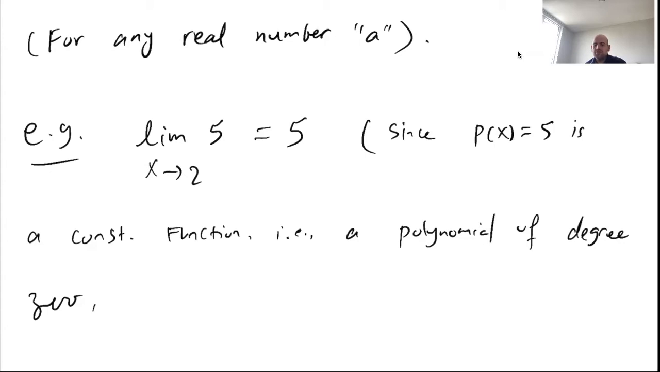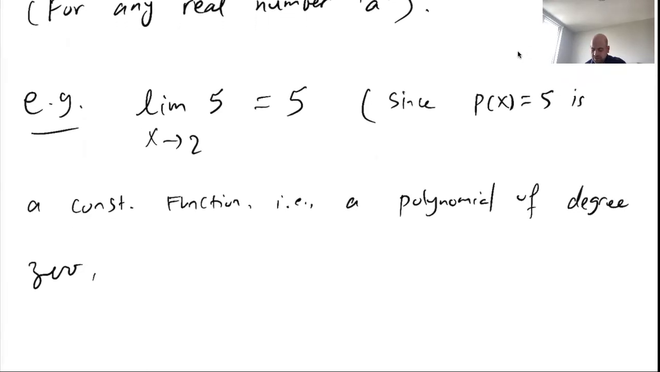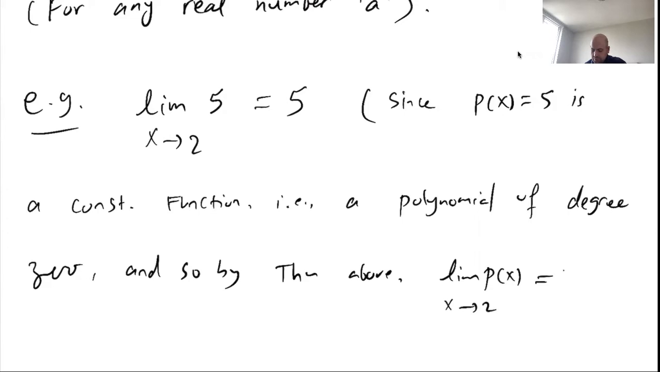You know that each polynomial has a degree. Degree means the highest power of X. So if it's a constant function, the highest power of X is 0, and therefore the degree of a constant function as a polynomial is 0. So since this is a constant function, i.e. a polynomial of degree 0, by the theorem above we can say that the limit of P of X as X approaches 2 is equal to P of 2. And P of 2 is also 5.